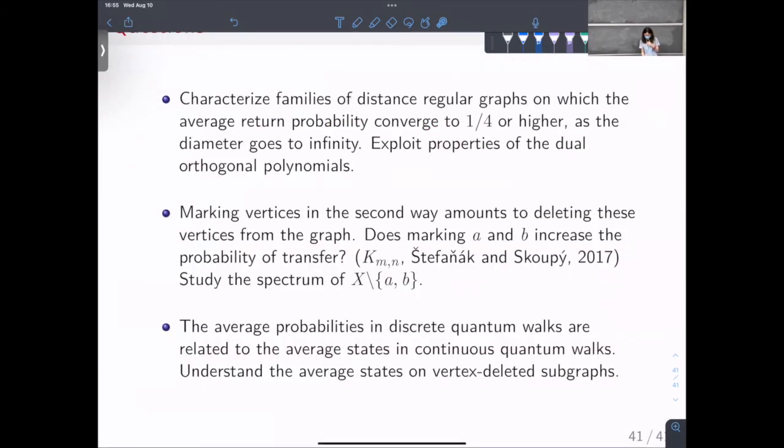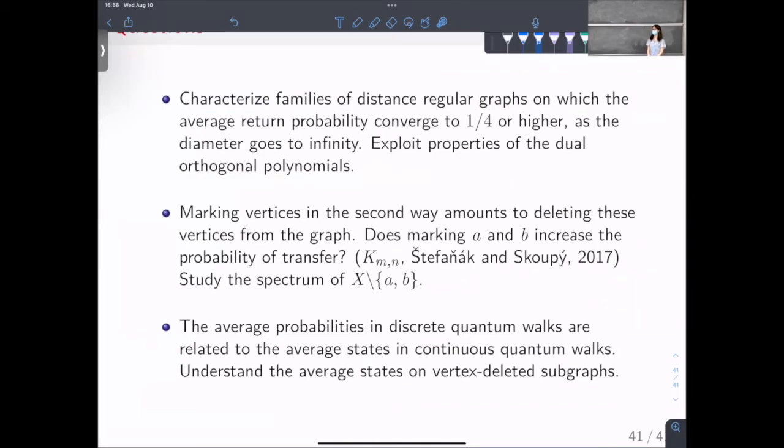Can we use the average states on the continuous quantum walks to study the average probability in discrete quantum walks? Again, it will reduce to understanding this on vertex-deleted subgraphs. And I think it will be an interesting question to work on. So that's all I want to talk about. Thank you for your attention.